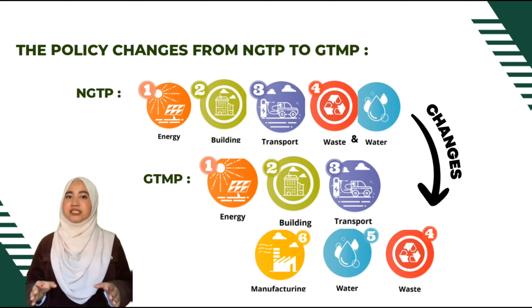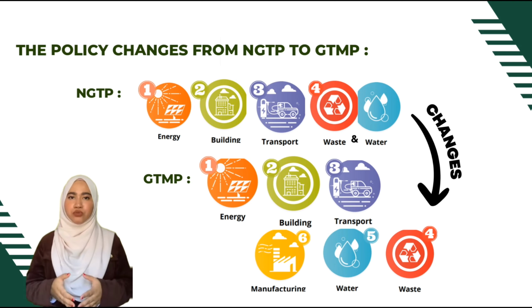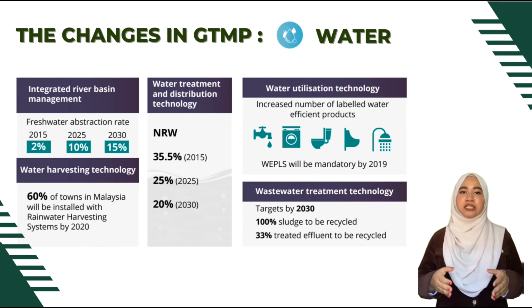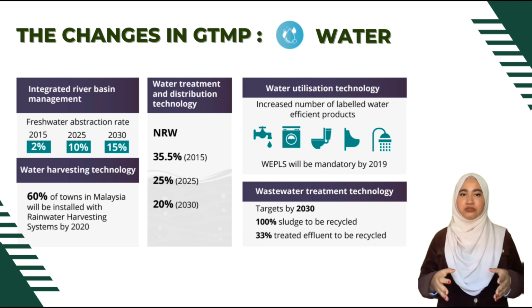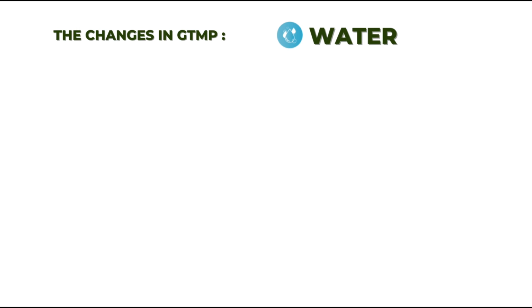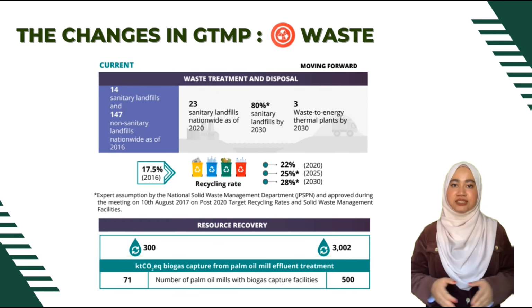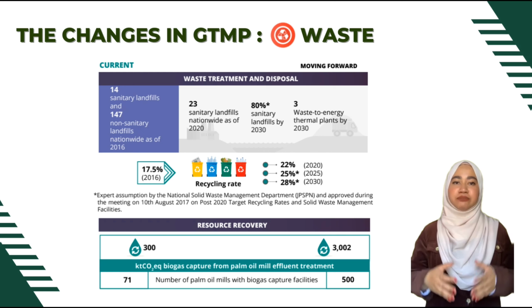Their separation inside the GTMP enables a more concentrated approach to deal with the particular problem in each discipline. For example, in the framework of integrated river basin management, which advocates for 1 state, 1 river, the government now has introduced a new initiative called the National Non-Revenue Water Reduction Program under the GTMP that focuses on applying water efficient systems and appliances.